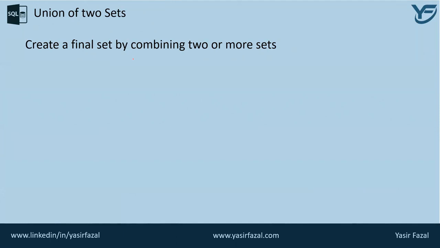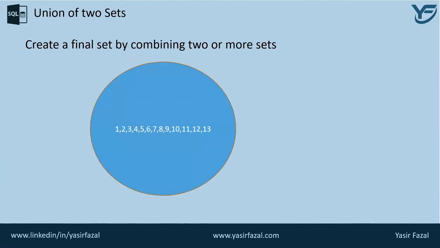So let us suppose that we have two sets, and these two sets can contain any kind of number. For example, 1, 2, 3, 4, 5, 6, 7, 8, 9, 10 till 13 for set A. And then there is a set B, which contains the numbers 14, 15, 16, 17, 18, 19, and 20. So what does union mean? Union means we are going to combine all these 20 numbers into only one set. So this is called the union of a set, and the resultant set will be named as union.